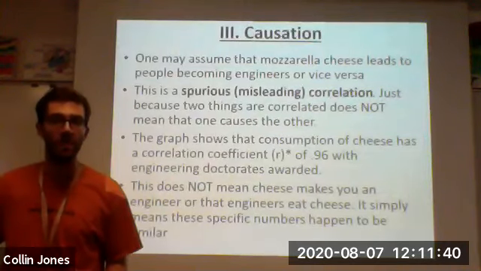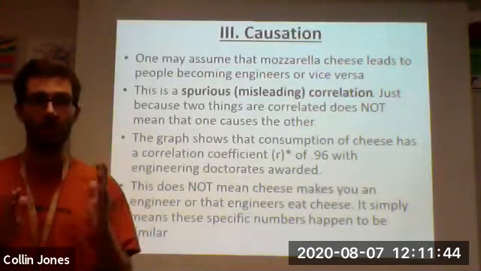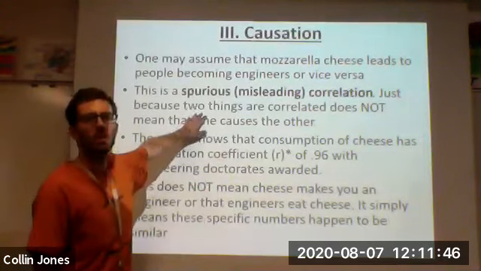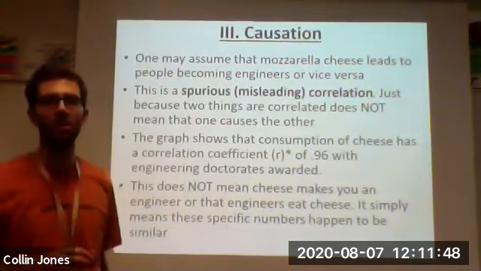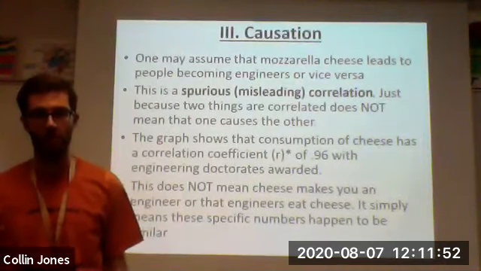When we falsely assume that two things are so correlated that one's causing the other, we call this a spurious correlation. It's a misleading correlation. It is false, okay? Something else might be going on here, so be aware of that.